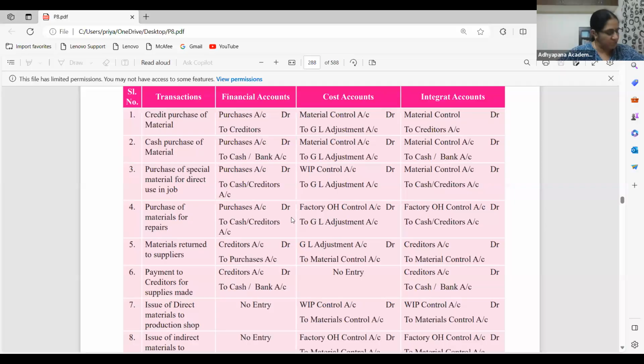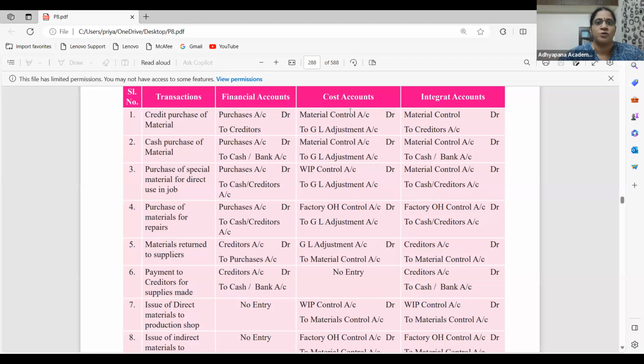Please take your study material, page number 278. So let me explain them one after the other. Credit purchase of raw material. How do you post the entry in financial accounts? In financial accounts, you will post the entry as purchase account debit to creditors. In cost accounts, what are you going to purchase? Raw material. So the entry will be material control account debit to creditors. Creditors is an item of financial nature, which in cost accounting, you will post as to general ledger adjustment or you will post as to cost ledger control.